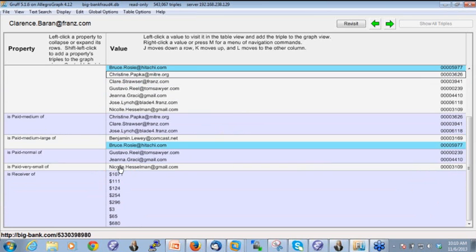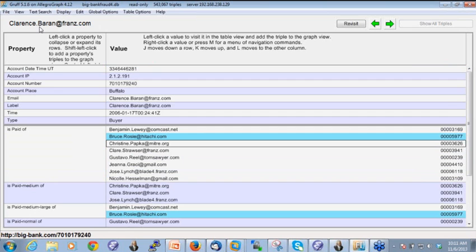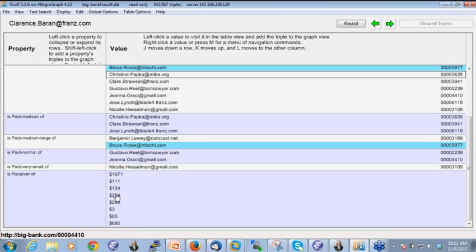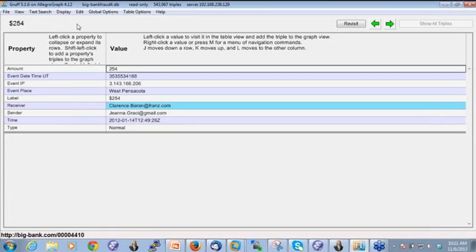Now let's look at some of the payments. Here we see that Clarence is the receiver of a particular transaction of $254. My mouse is on top of the dollar amount, but at the bottom you actually see the event that happened. This is the meta information about this payment relationship. When I go here, I see a certain amount, the time when it happened, where the payment happened, and who the sender was.